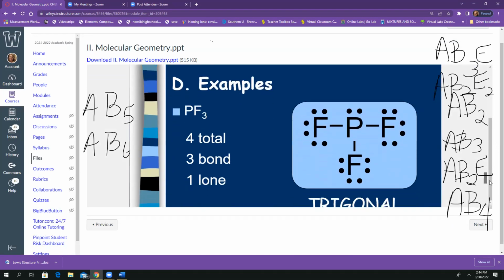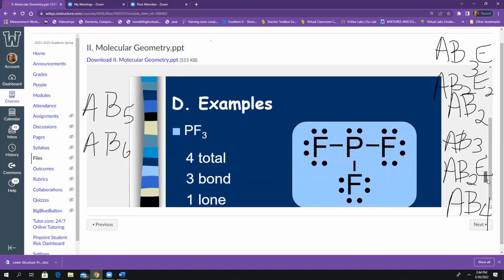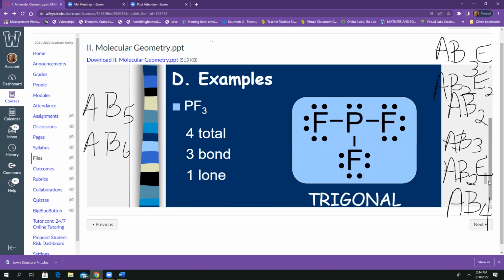And here's some examples of other types. Okay, so looking at this one, you can see that you have 1 lone pair and 3 bonds. So this fits this format, right? And that format is trigonal pyramid.